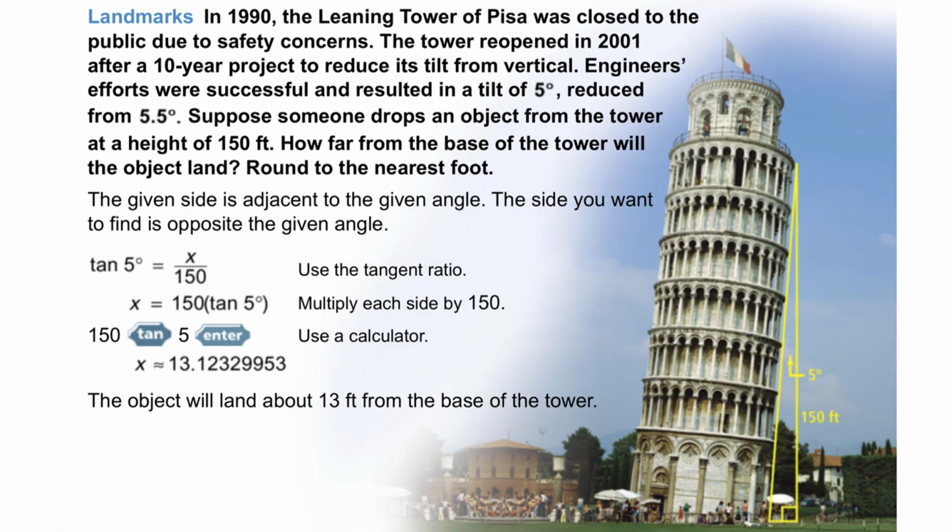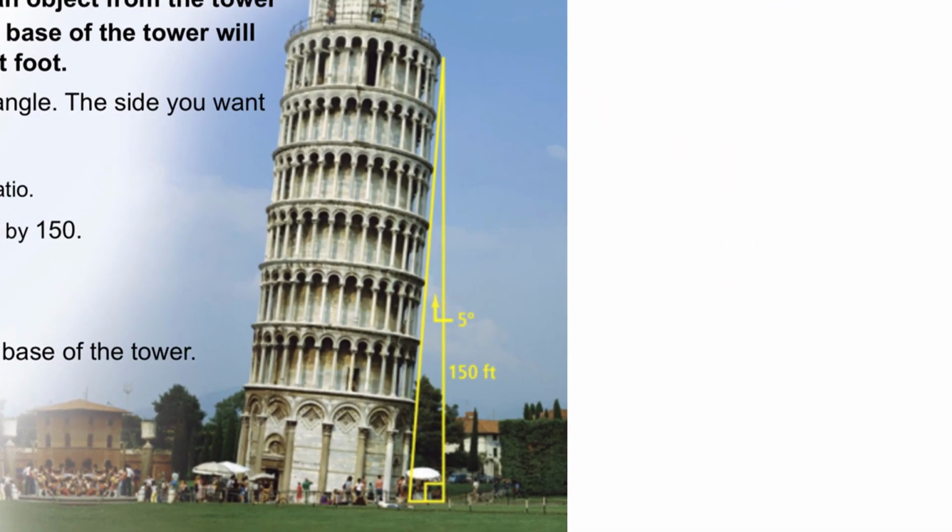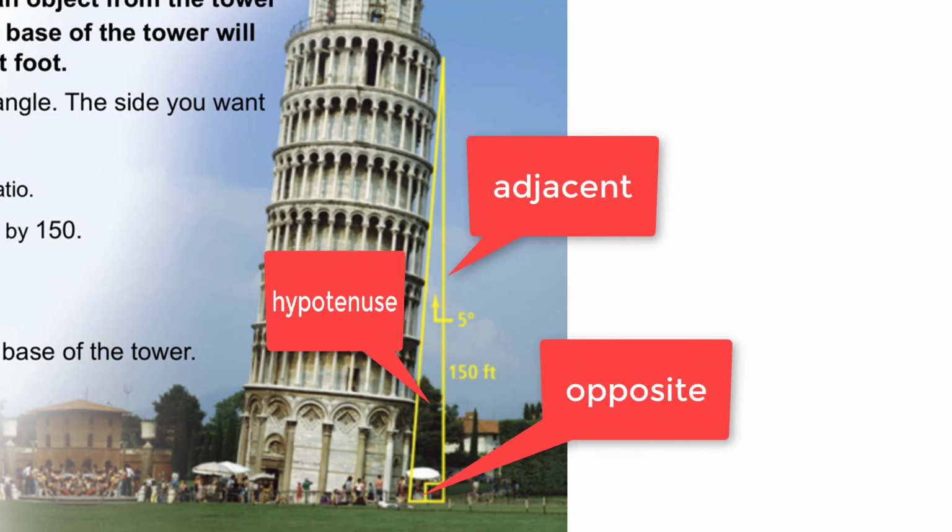In problems like this, it's often really useful to sketch the right triangle, and then to label the known information, as we can see here in the yellow triangle, a 150-foot height and a 5-degree reference angle. Then you can go so far as to label the adjacent, opposite, and hypotenuse sides.